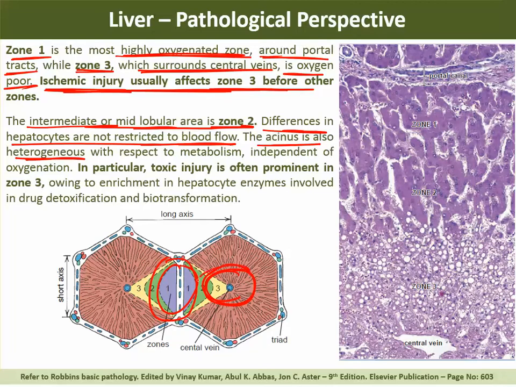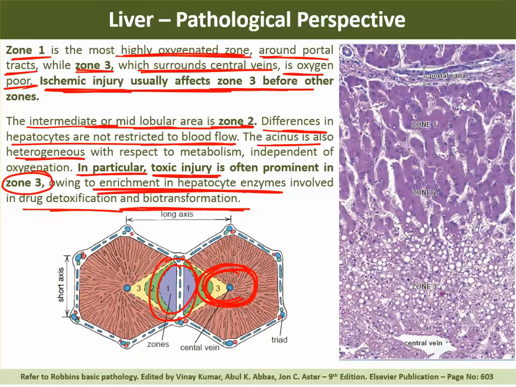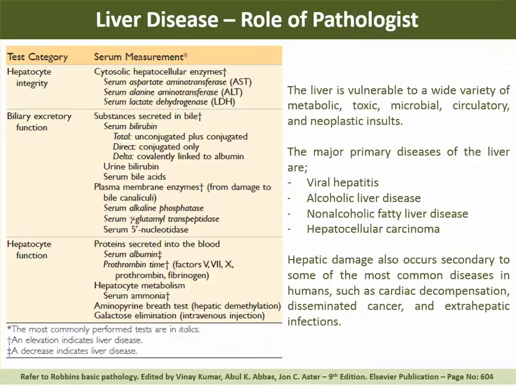In zone 3, the hepatocyte function is more towards detoxification, because they have a lot of enzymes. So they are involved in detoxification and biotransformation of any chemicals, and in particular any toxic injury, so that's why it is reflected in zone 3. So if you see any injury in zone 3, you should think of ischemia or toxicity.